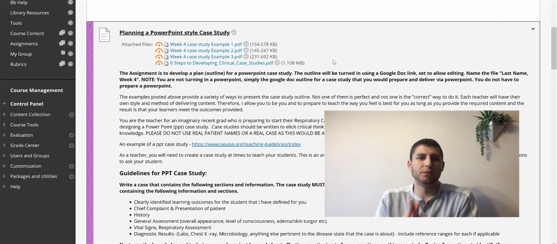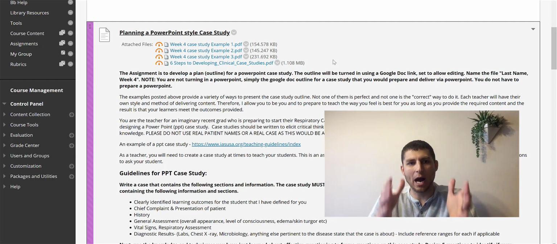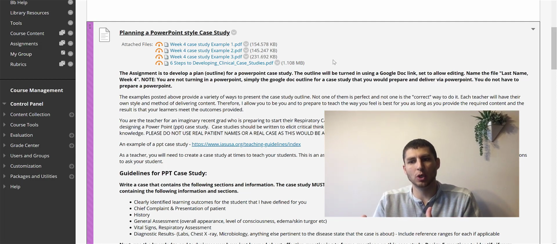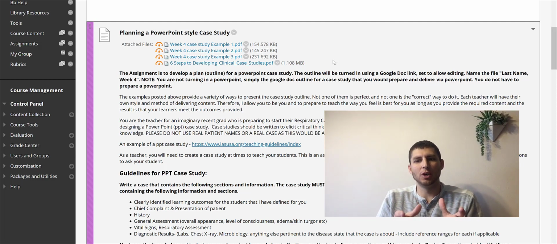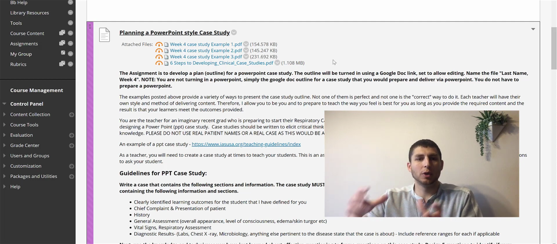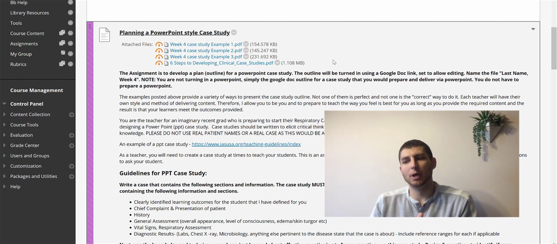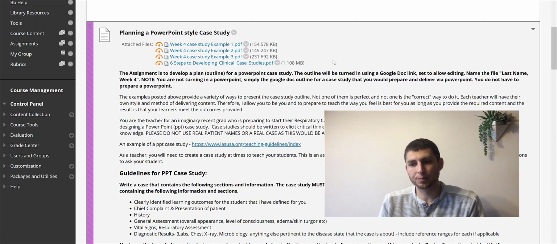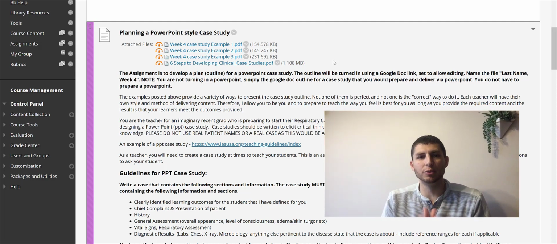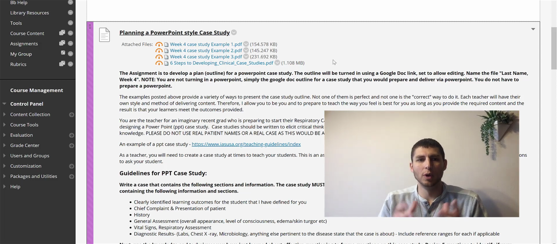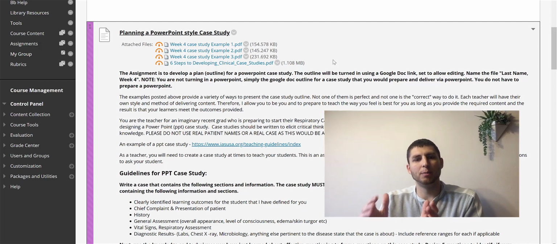I've given you several different examples of what the outline is supposed to look like, as well as some information on what a clinical case study looks like in a PowerPoint type of presentation. So you've got all the material you'll need to build this, and background information about the case study that you're actually going to be building.